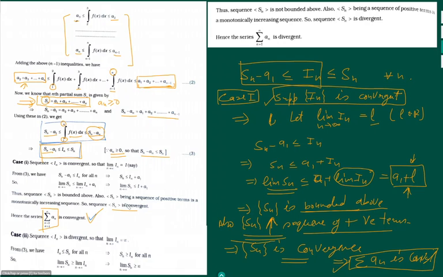Now we will prove the other direction. Case 2 is if In is divergent, then the limit of In as n tends to infinity would be infinity. Now we have from this inequality that In is less than or equal to Sn.